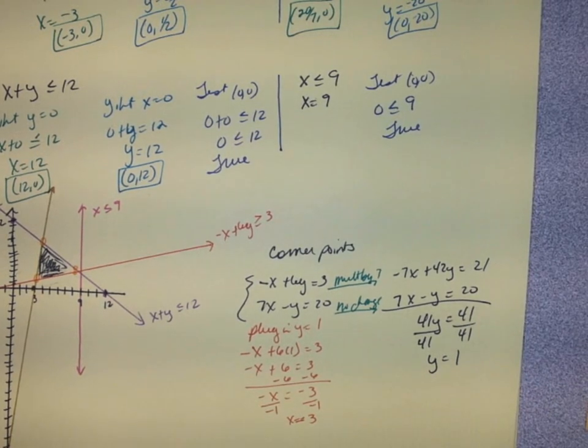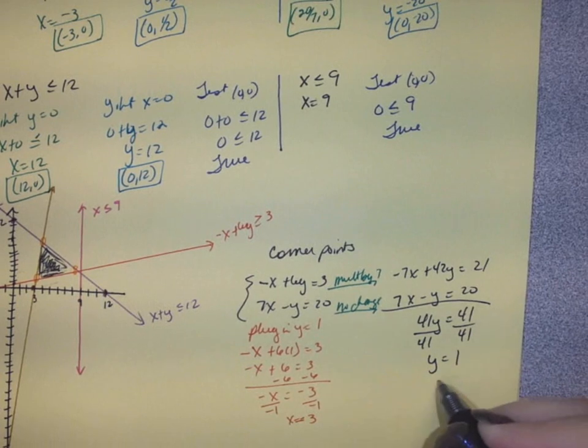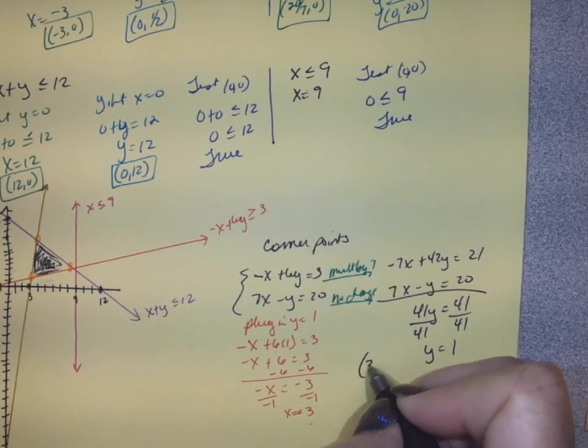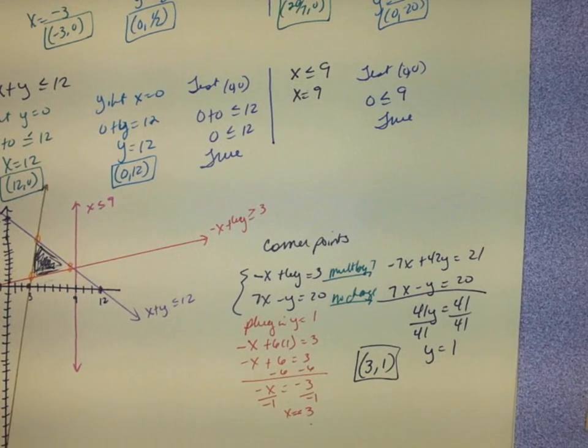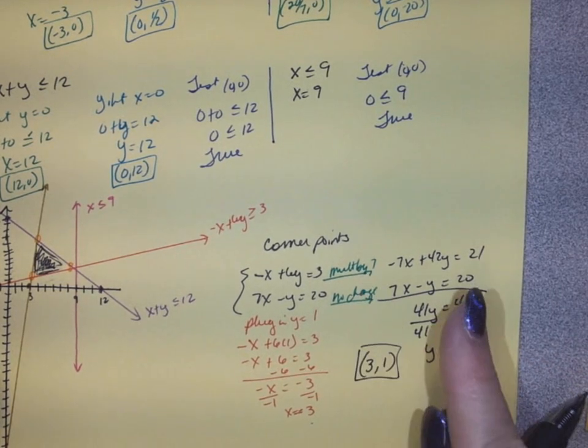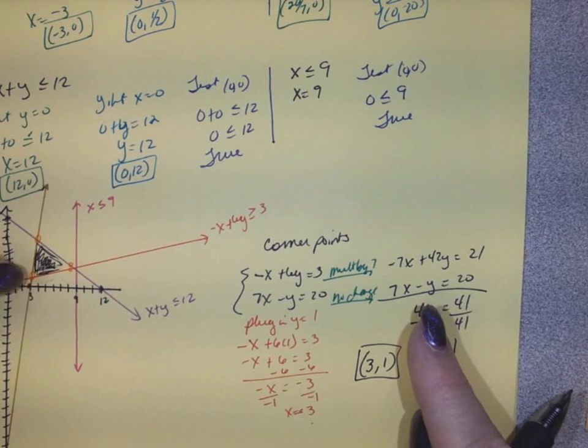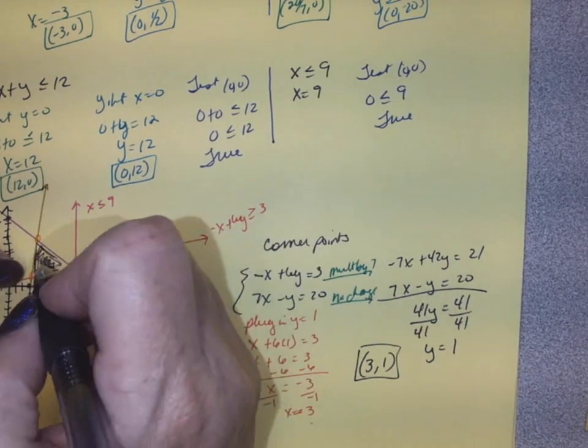So between these 2 points, I have our 2 values that gives me the point x equals 3, y equals 1. So that is where these 2 lines overlap, which would be (3, 1). So that's this one down here. So this is our first one that we did.